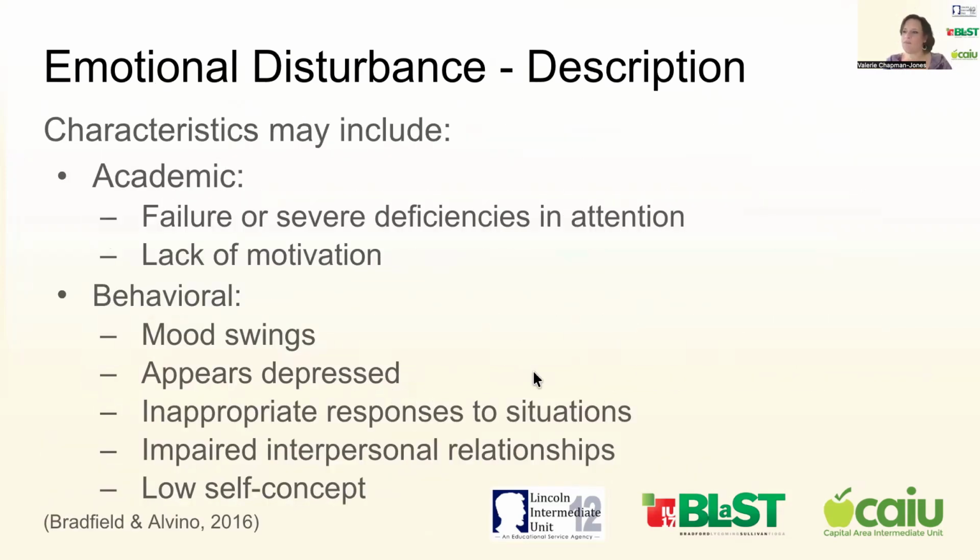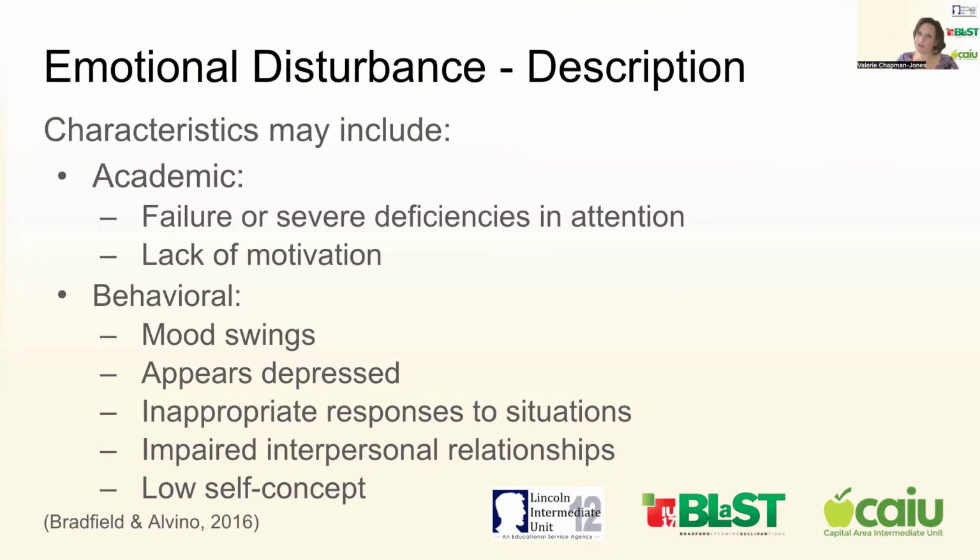A description of emotional disturbance. It includes two characteristics, both academic ones and behavioral ones. In the academic realm, you would often see failure or severe deficiencies in the areas of attention. So they're doing poorly in academic subjects and they have significant attention issues, and they may demonstrate lack of motivation.